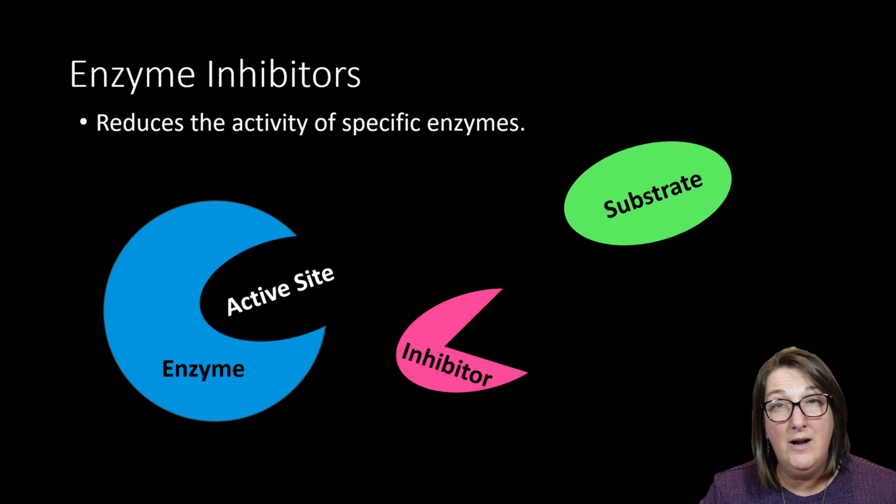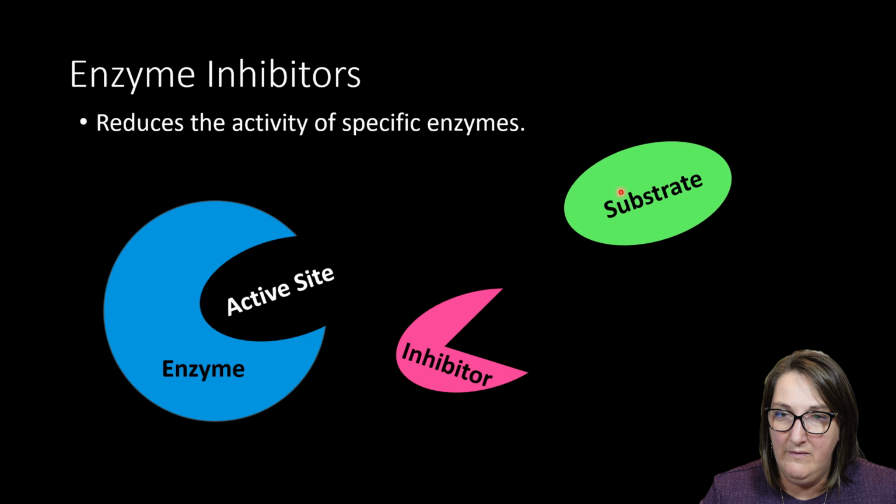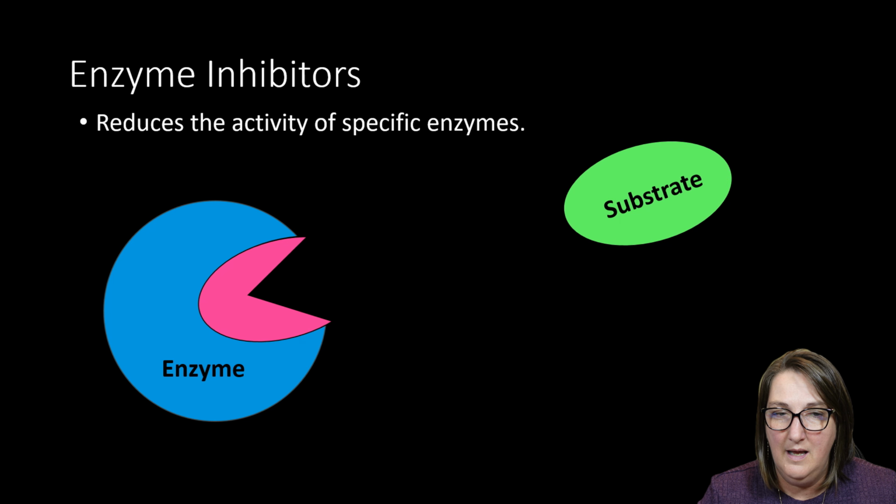I don't want enzymes working all the time. There are times when I can have an enzyme be shut off or slowed down. So here I have a substrate, and this substrate will fit in this active site, right? But I can have what's called an inhibitor. An inhibitor can be created by other enzymes when I have too much of one substrate going on. I can create inhibitors, and these inhibitors will come in and they will fuse to this active site.